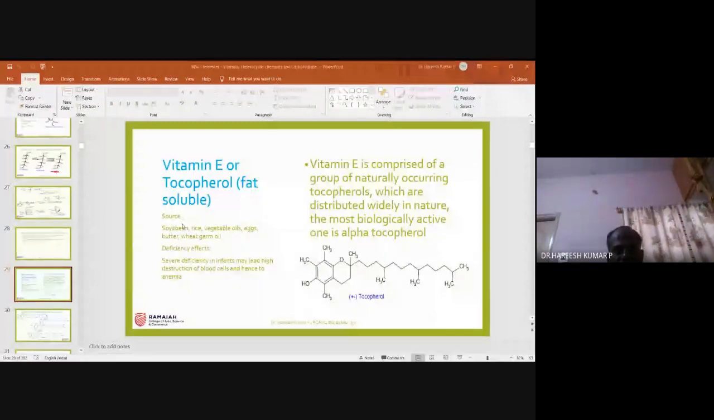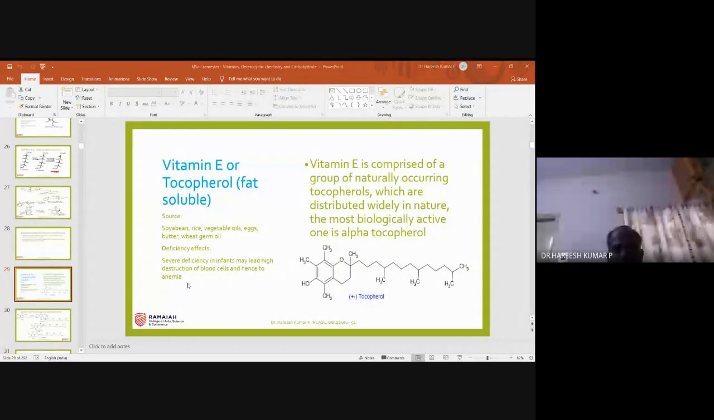If we are looking into the source, it is present in soya bean, rice, vegetable oils, eggs, butter, and wheat germ oil. If we are looking into the deficiency effects, severe deficiency in infants may lead to high destruction of blood cells and hence anemia. So if we are writing anemia, more particularly in infants, it may lead to high destruction of blood cells.